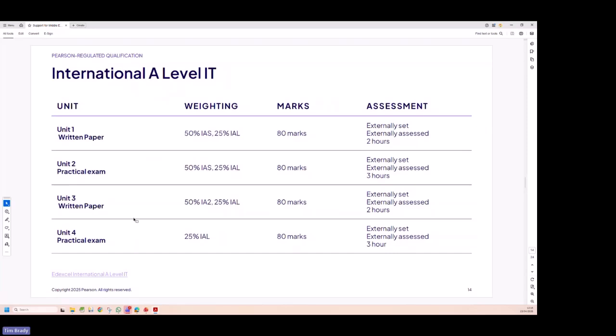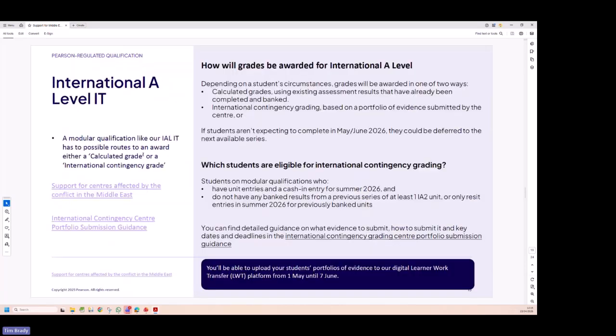So how will the grades be awarded for the international A-level? It depends on a student's circumstances. There is, in this case, the possibility of calculated grades. That would mean that you had enough banked units that we could accept submission from you that we calculate an overall grade for the international A-level based on the 3 banked units.